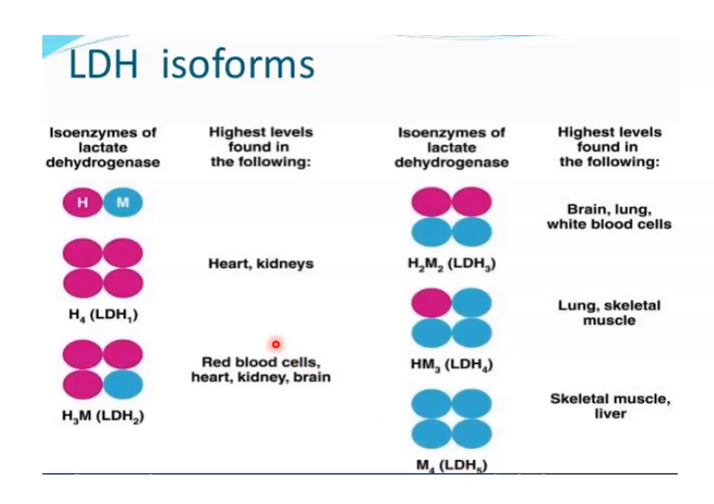On the other hand, any cardiac injury results in increased levels of LDH1. If the blood sample is lysed, if the RBC are lysed, that will lead to increased levels of LDH2. So utmost care needs to be taken while estimating the LDH levels, because any lysis of RBC can give increased LDH levels in the blood, and that can be falsely interpreted as skeletal muscle injury. So lysed samples should not be taken for LDH estimation.